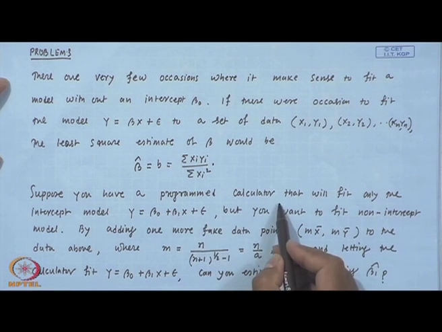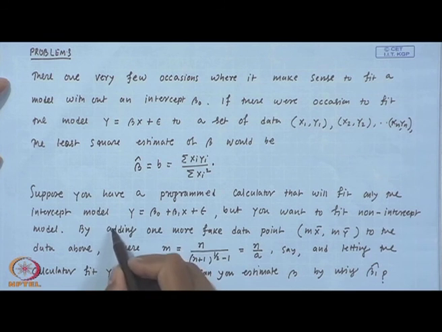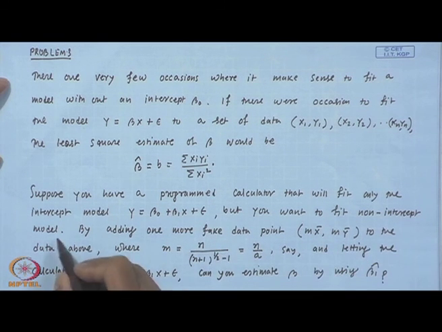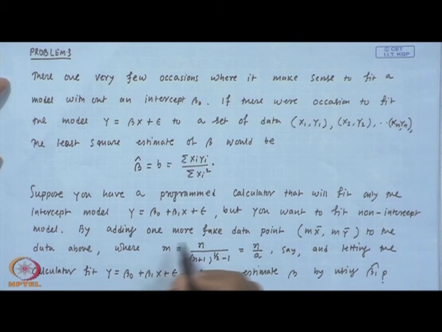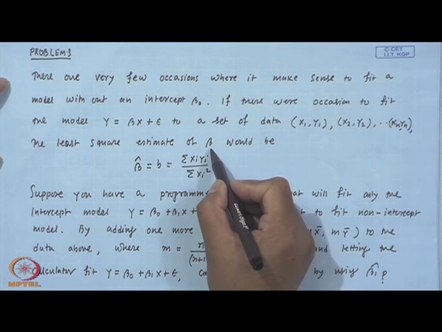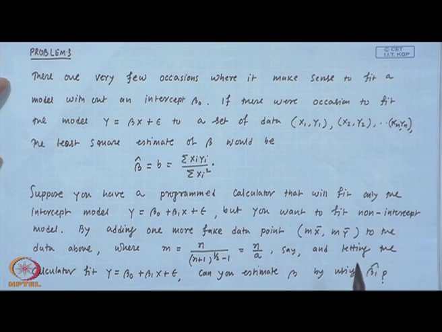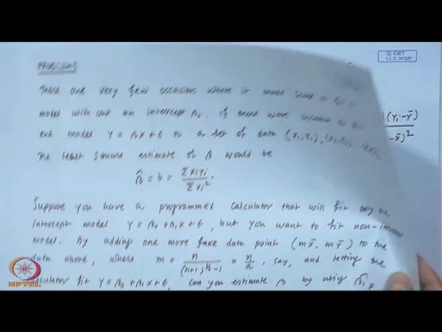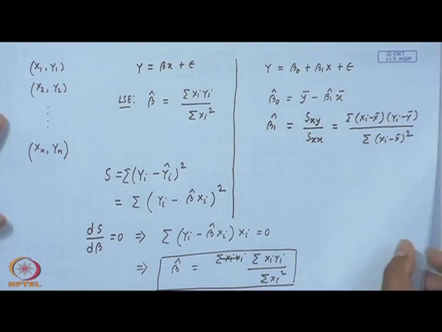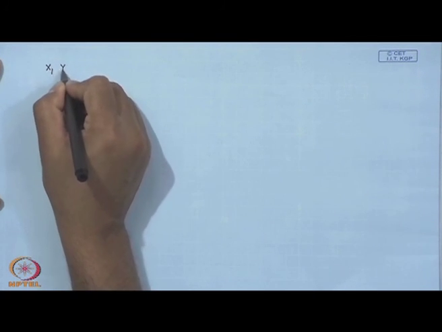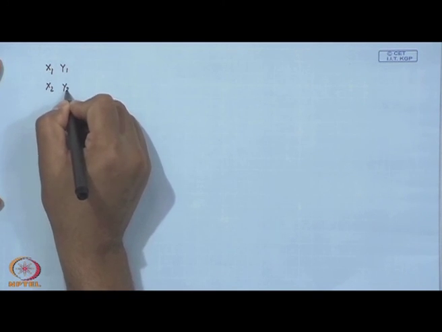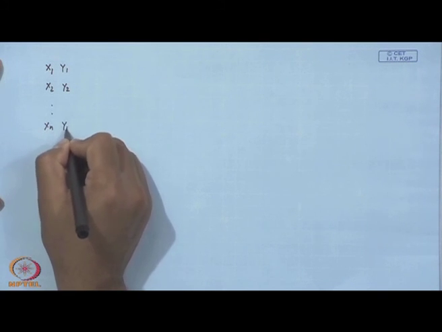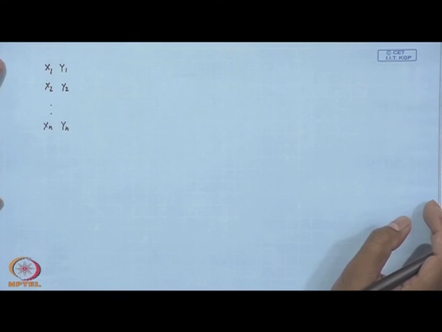Suppose we have a programmed calculator that will fit only the intercept model, this one, but we want to fit a non-intercept model. Now, the question is, by adding one more fake data, say this one, can we estimate beta by using beta 1 hat, that means by using this program. Okay. So, at this moment we have the data x 1, y 1, x 2, y 2 and x n, y n.